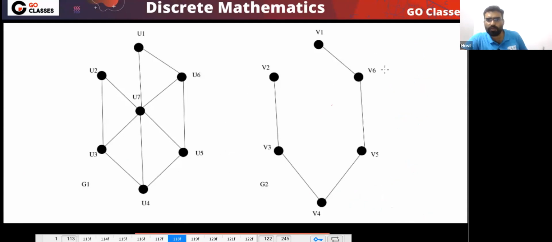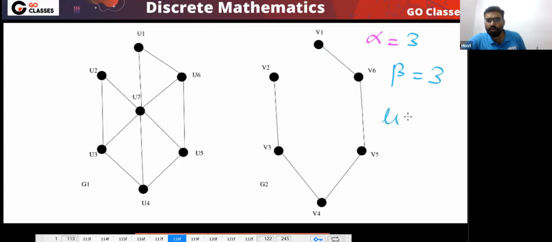Okay, for this graph, you tell me what is alpha. What is the independent set, the largest independent set that you can create? You can take this vertex, this vertex, this vertex. So finally, the largest independent set is 3. If alpha is 3, then what is beta? There are 6 vertices, so beta also will be 3.